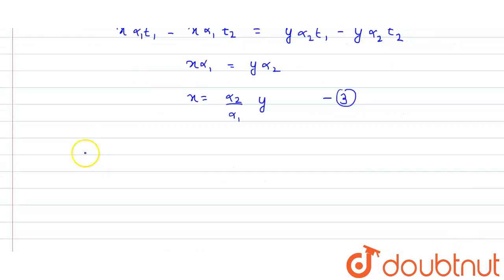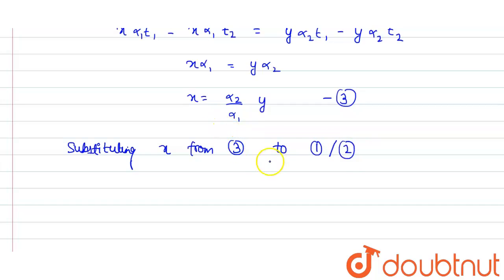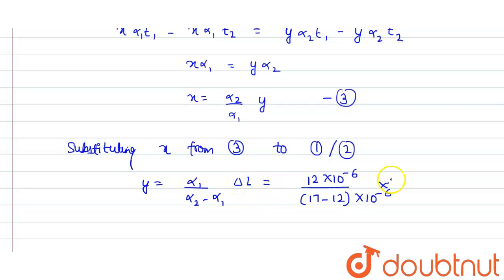So if we substitute x from 3 into 1 or 2, any of the equations, we can get the value, because for both delta L would be the same. Then our y would turn out to be alpha 1 divided by alpha 2 minus alpha 1, and then delta L. If we put the values, alpha 1 is given as 12 for the iron, 10 raised to the power minus 6. Alpha 2 is for the copper, so 17, because 10 to the power minus 6 is the same, so we can just take the power as common, multiplied by the length, which is given as 2 centimeter. If we solve this, it would turn out to be 4.8 centimeter.